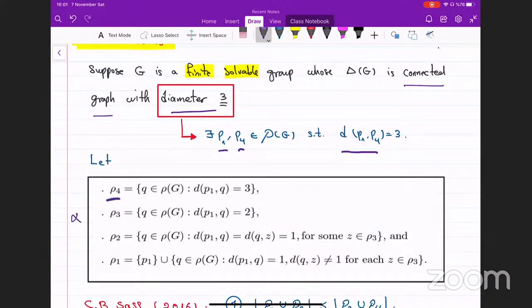So with respect to these 2 points, I define these sets. Rho 4 will be the set of those vertices such that distance with P1 is 3. Rho 3, those vertices with distance 2 from P1. Rho 2, those vertices which are neighbors of P1, I mean distance 1, there's an edge, and at the same time is a neighbor of some point in rho 3. And at the end, by rho 1, I mean the point P1 together with those neighbors of P1 which are not neighbors of any point here.